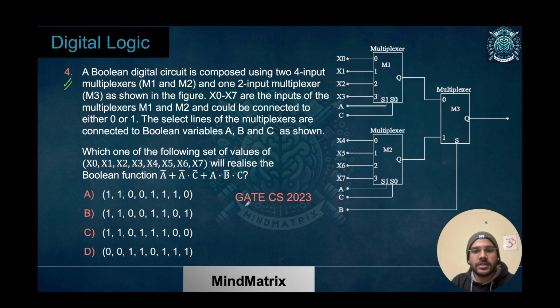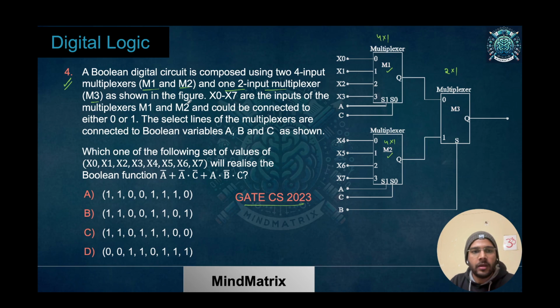So that was also asked in GATE CS 2023. From digital logic. So a Boolean digital circuit is composed using 4 input multiplexers M1 and M2. So we have one M1 multiplexer, M2 multiplexer, and it is 4 input multiplexer. So basically it is 4 by 1. Here this is also 4 by 1 multiplexer. Okay. Now, and one 2 input multiplexer M3. So we have M3, that is 2 into 1 multiplexer.